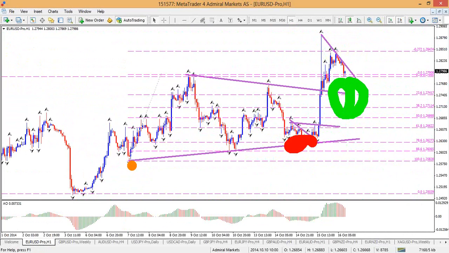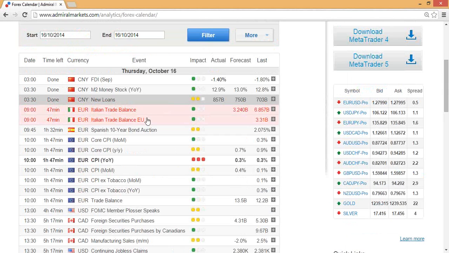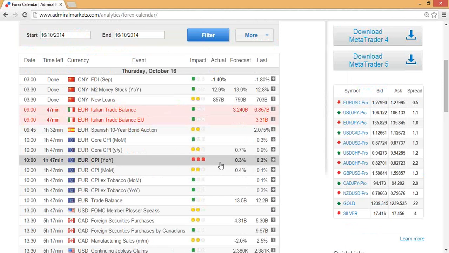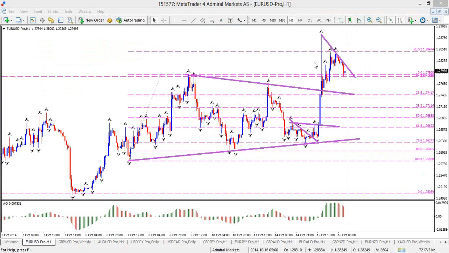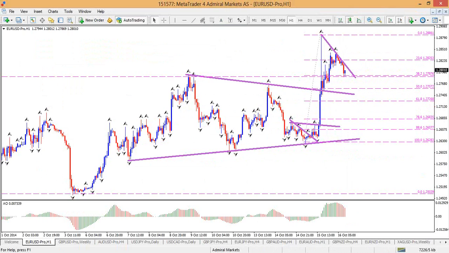It's going to be interesting to see what kind of inflation there is, and if there's any, or is it negative? That could be a big one. So if it's negative, we could see the euro maybe fly down to the fibs that we just mentioned, maybe even as low as the 78.6 fib. Who knows? A news event could do that.